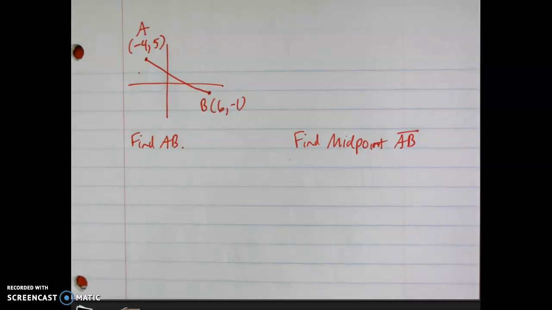Alright guys, this is a recap for people that might have needed some help or some play-by-play. We have a situation where we have 2 points, A and B. A is at -4, 5, B is at 6, -1. We want to find the length of AB. We also want to find the midpoint of AB.